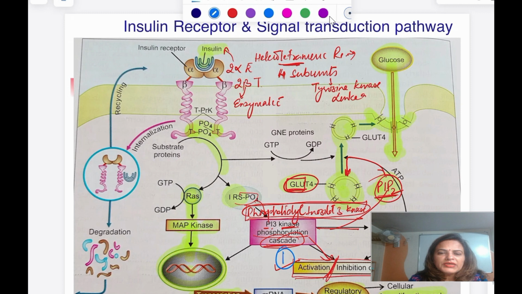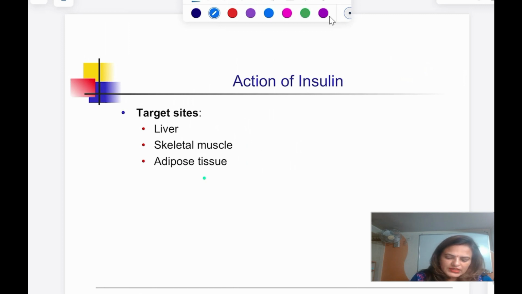Then the intermediate action, this transport of GLUT4 from the cytosol towards the membrane. And number three is at the nuclear level. So ultimately, what is the action of insulin? It is at three sites: 1, 2 and 3. So its main action is basically on the three metabolisms, carbohydrate, protein and fat, at three important tissues, that is the liver, skeletal muscle and adipose tissue.